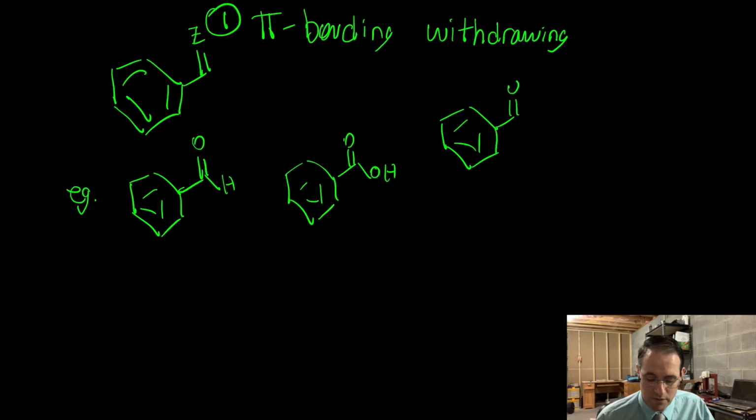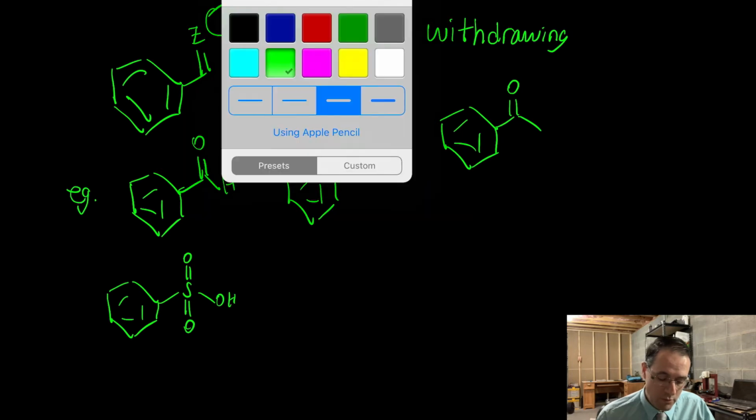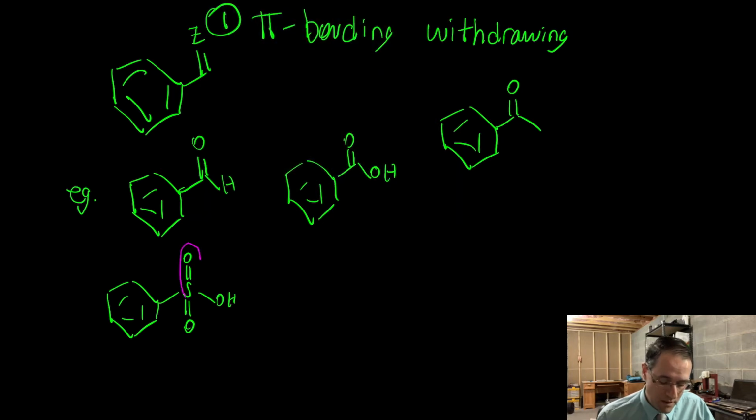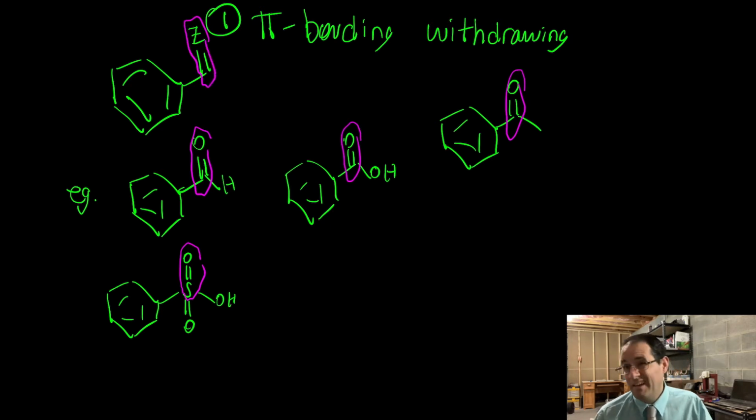So let's draw acetophenone here as an example. Now don't forget your heteroatoms. It could be sulfonic acid, okay? So basically, we're just looking for a pi bond. So here's a pi bond, here's a pi bond, here's a pi bond. And Z oftentimes is a heteroatom like oxygen or nitrogen or sulfur or whatever. Nitro is a very strong electron withdrawing group as well.